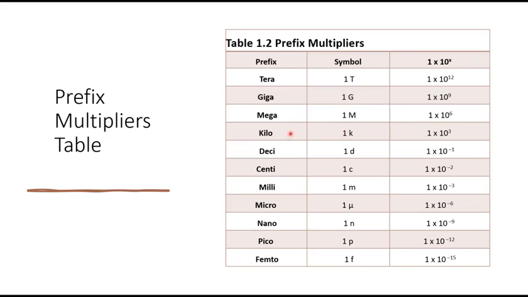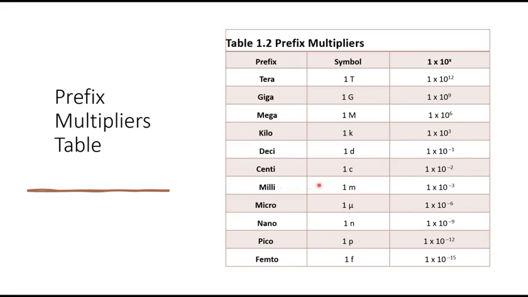Kilo has a symbol lowercase k. If we have 1 kilo, that corresponds to 1,000, or 1 times 10 to the 3rd. Deci has a symbol lowercase d. If we have 1 deci anything, that corresponds to 0.1, or 1 times 10 to the negative 1 of that anything. Centi has a symbol lowercase c. If we have 1 centi anything, that's 1 times 10 to the negative 2.